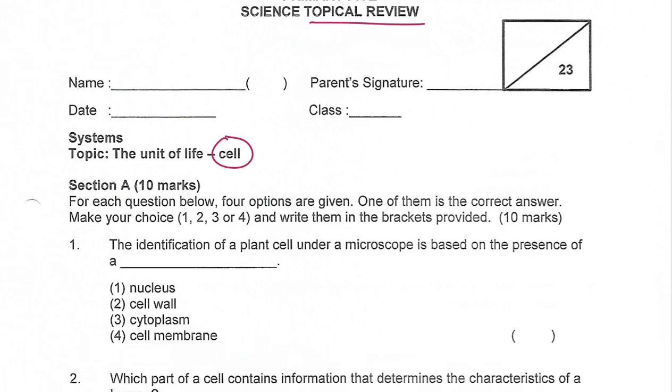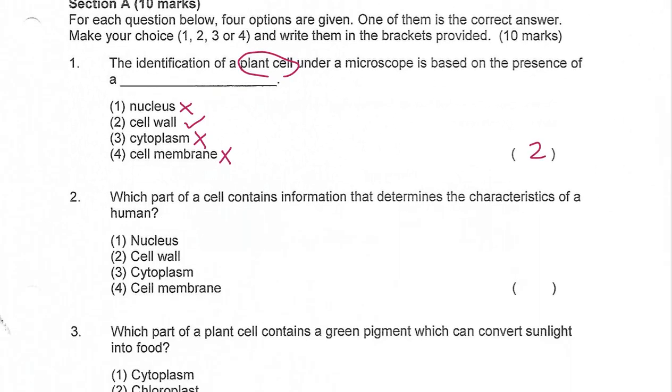Now the first question says this: you have a plant cell under a microscope and you're able to know that it is a plant cell because... Nucleus, not true because you can see that in animals as well. Cell wall, possible. Cytoplasm, no. Cell membrane, you can also find it in both animals and plants. So the answer is 2. Now let's go on to the next one.